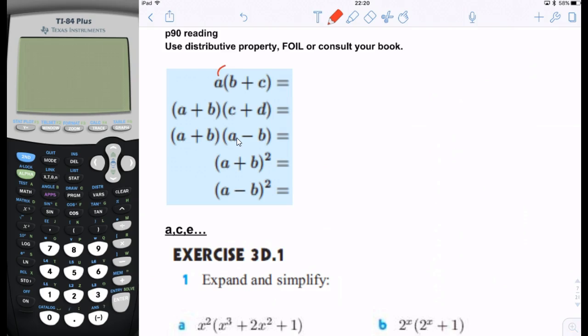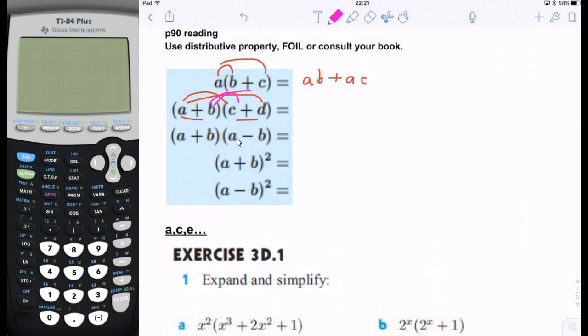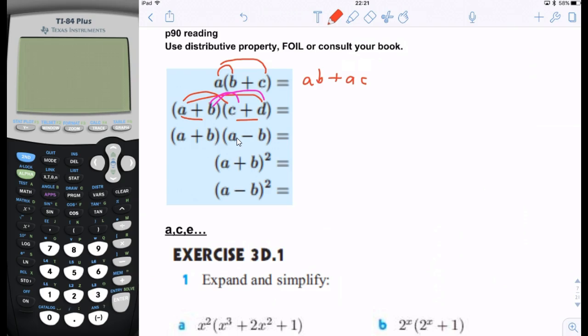Remember that when you have this expression, you can distribute the A between the B and the C. So this is the same as AB plus AC. If you have two binomials like this, then you're going to do FOIL. So you're going to do A times C and A times D, and you're also going to do B times C and B times D. Okay, so that's equal to AC, AD, BC, BD.